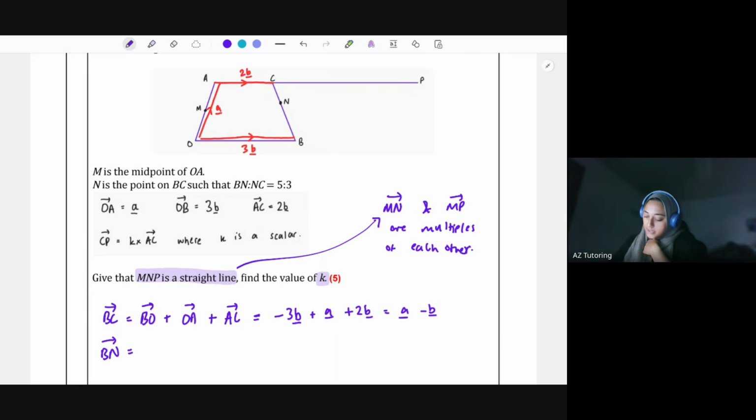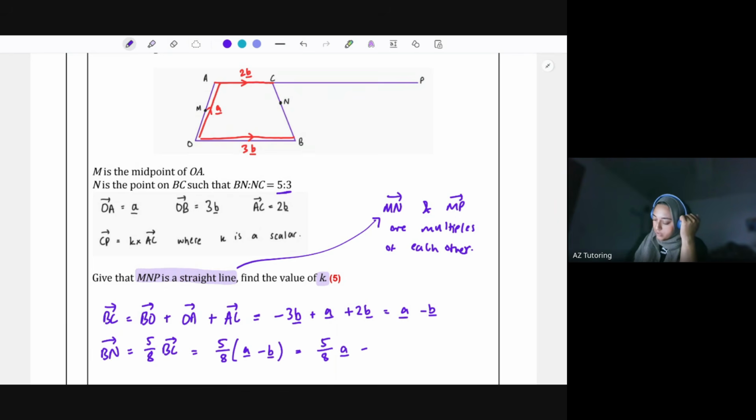So B to N. Now we know BN is 5 parts out of 8 altogether of all of BC. Because of this ratio here, B to N is 5 parts, and all of this is 3 parts. 3 and 5 is 8 of all of BC. So I'm just doing 5/8 of BC, which we've just found is a minus b. Expanding that, I get 5/8 a minus 5/8 b. Okay, so we found BN.